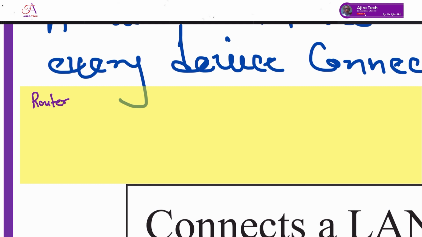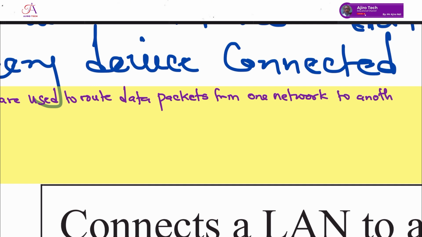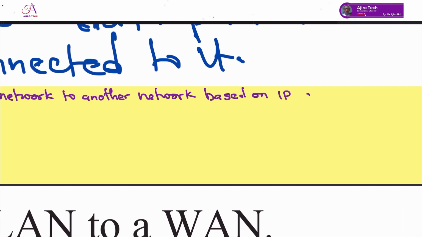A router is used to route data packets from one network to another network. And this is based on IP address. It can do this because each router has its own IP address.